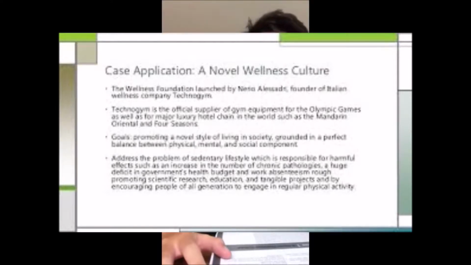This is the idea behind the work of the Wellness Foundation, the non-profit organization created more than 10 years ago by Nerio Alexandri with the goal of sharing his 20 years of experience in the fitness, wellness, and health sectors in order to create a more sustainable society thanks to the promotion of wellness and a healthy lifestyle.